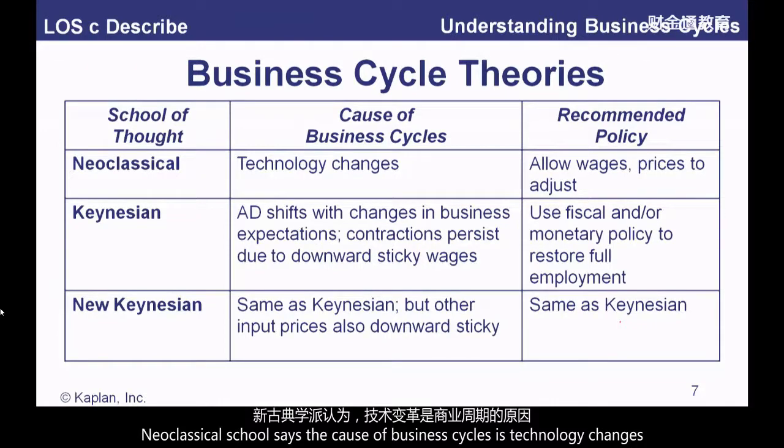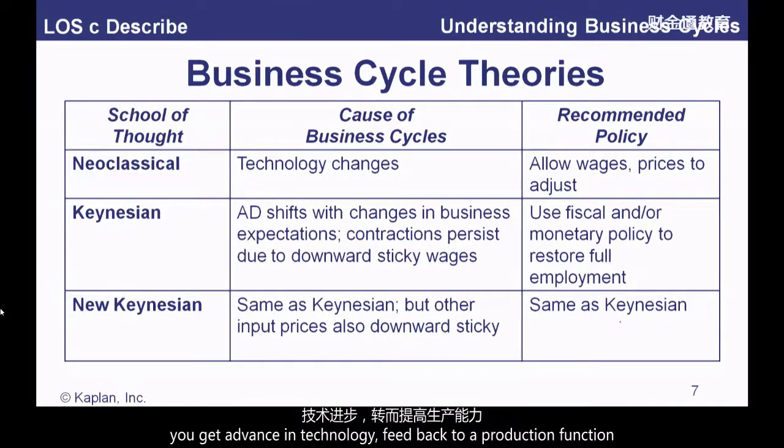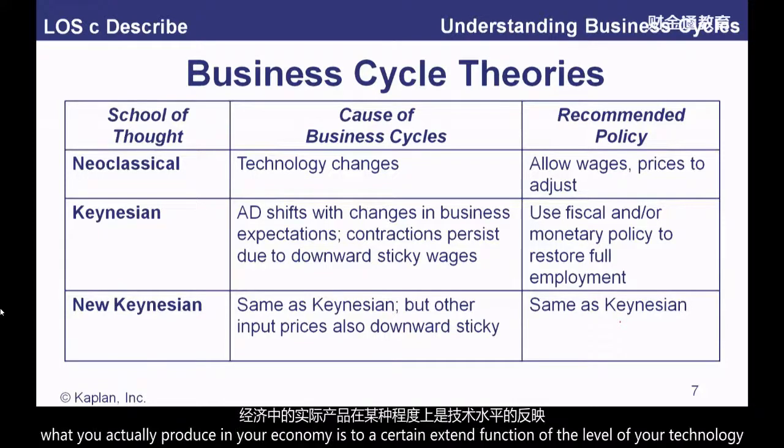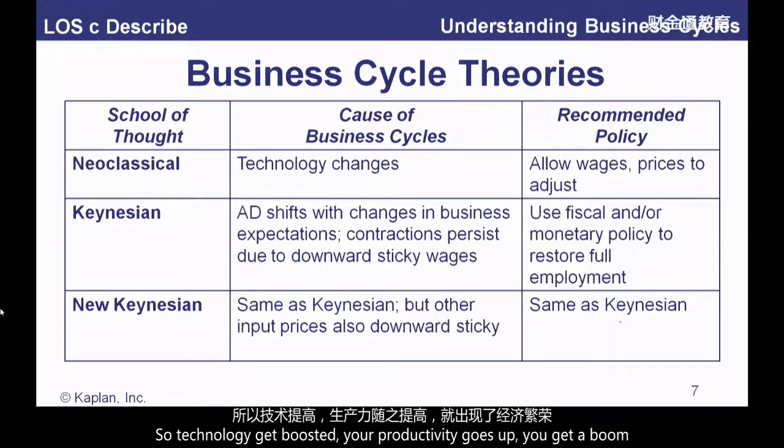Neoclassical school says the cause of business cycles is technology changes. So you get an advance in technology. Think back to a production function. What you actually produce in your economy is to a certain extent a function of your level of technology. So technology gets boosted, your productivity goes up, you get a boom.